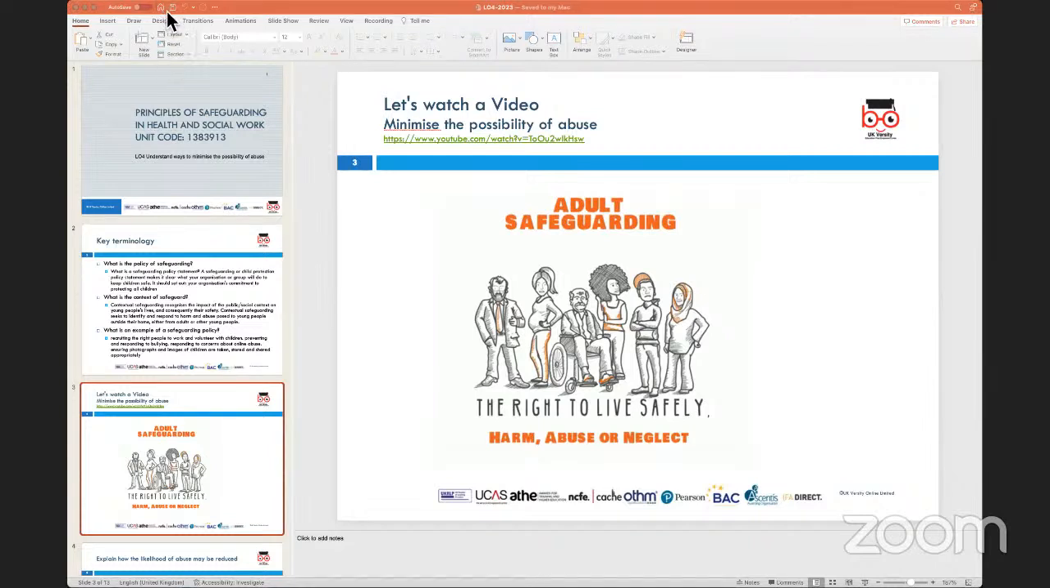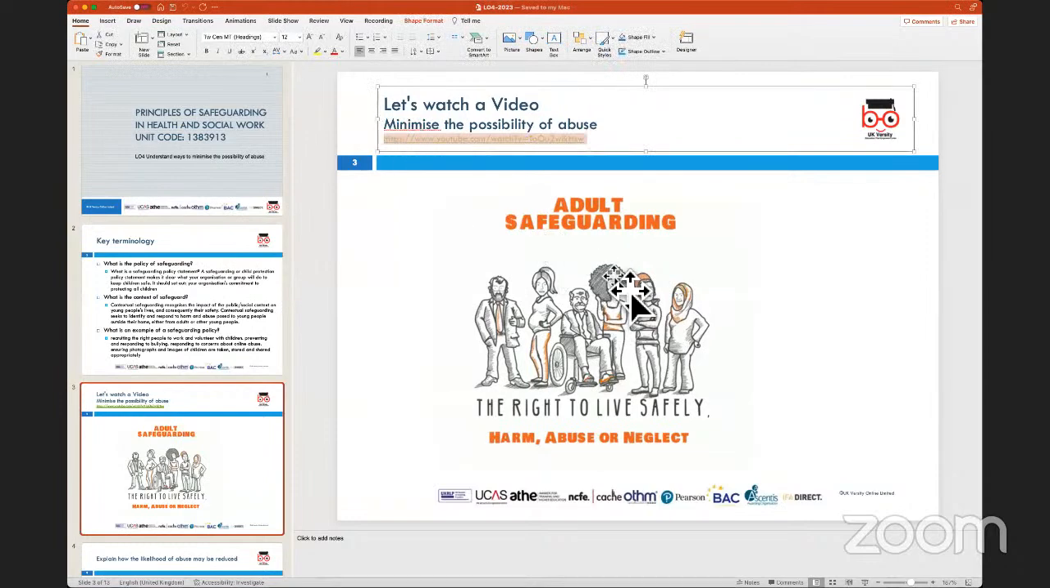That should be used as a reading point and a reference to understand this in a bit more detail. Now, the last thing I want to look at, before we get into assessment criteria, is playing a small video which talks about adult safeguarding and the possibilities we can use to minimize abuse, which is the overarching theme of today's learning outcome. So let me play this video.